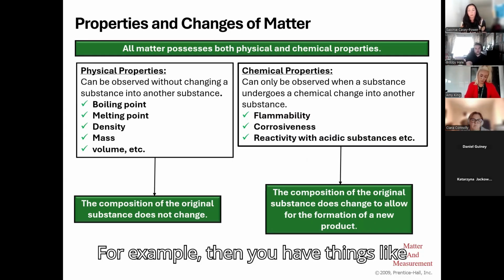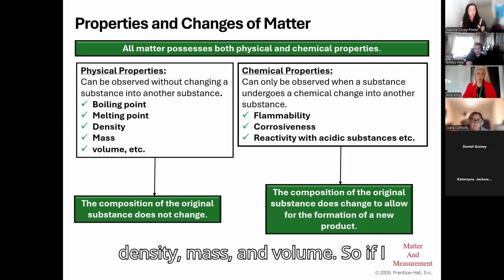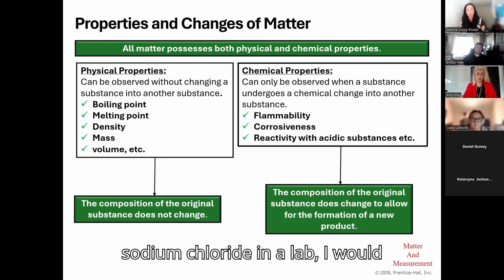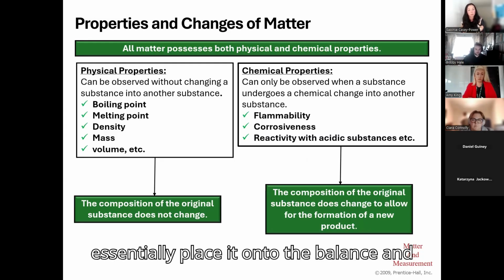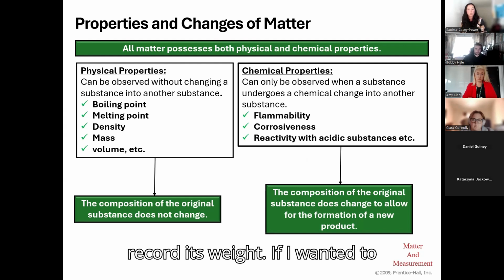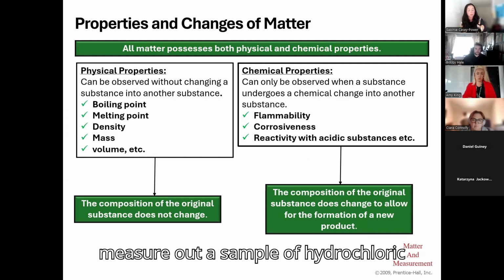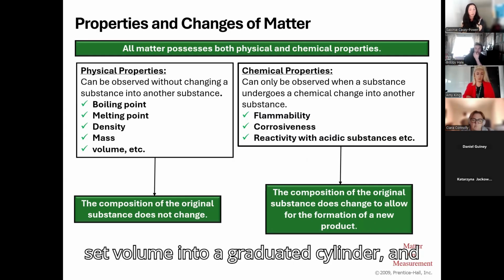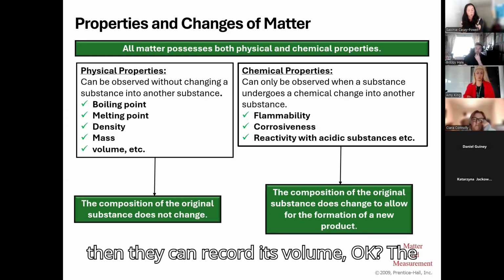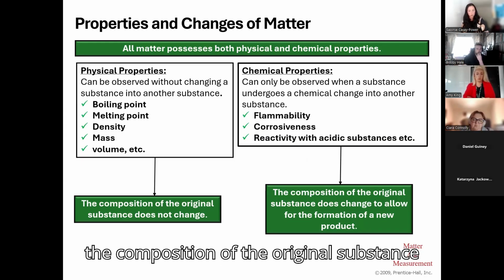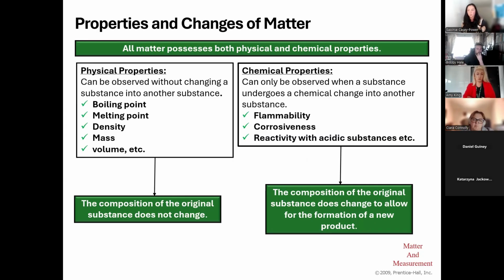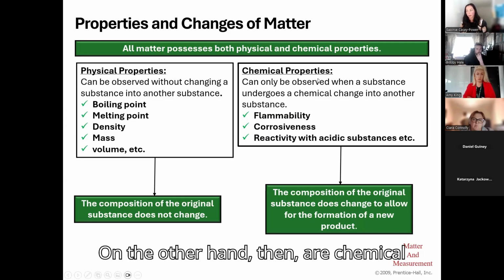For example, then you have things like density, mass, and volume. So if I was trying to weigh out sodium chloride in a lab, I would essentially place it onto the balance and record its weight. If I wanted to measure out a sample of hydrochloric acid, which is our liquid, I would pour a set volume into a graduated cylinder and then I can record its volume. Okay. The main point of a physical property is that the composition of the original substance that you start out with does not change.